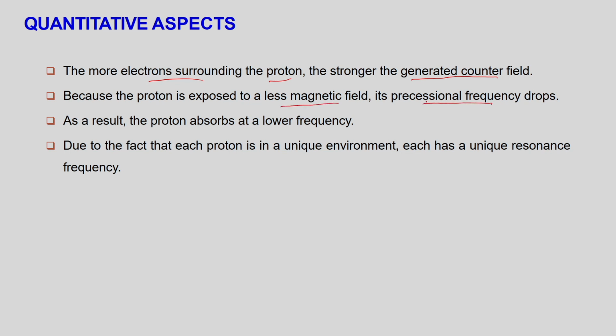Precessional frequency, as I told you, if you recollect the last lecture, and if I draw like this, this is the precessional frequency. This precessional frequency will drop if the entire nucleus is shielded. As a result, the proton absorbs at a lower frequency. Because each proton, based on its unique environment, has a unique frequency, each will have a different frequency.